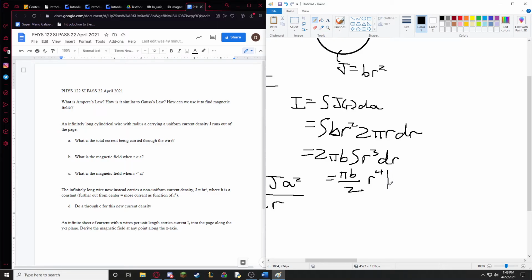Now, what are we integrating? What are the bounds of our integral? You want to go from out to in, right? So what are our bounds?